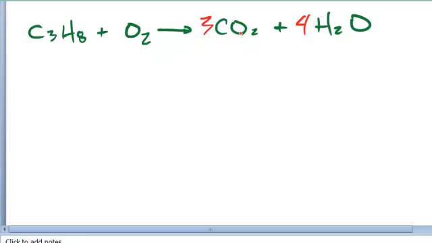And now let's take a look at the oxygens, because clearly they're not balanced. How many oxygens are coming from carbon dioxide? 3 times 2 is 6. How many oxygens from water? 4 times 1 is 4. And so the total number of oxygens on the product side is 10. So that means we've got to put a 5 here, and now everything is good. All is well in propane land.